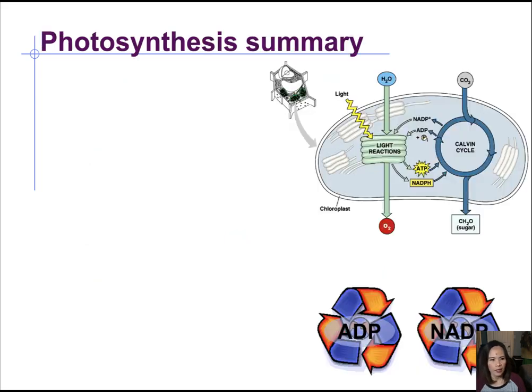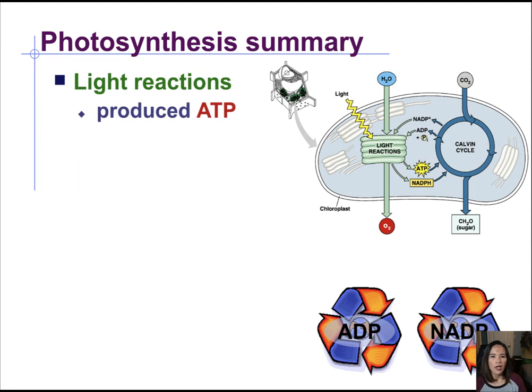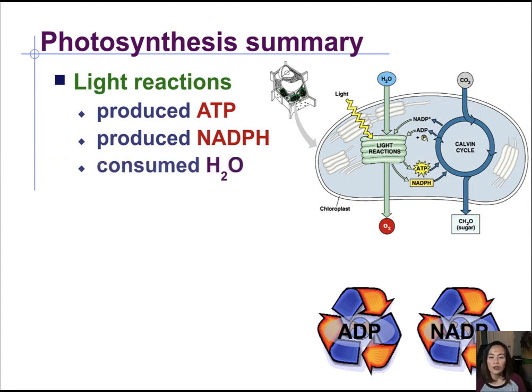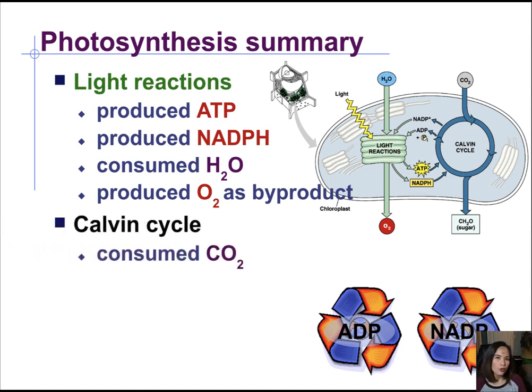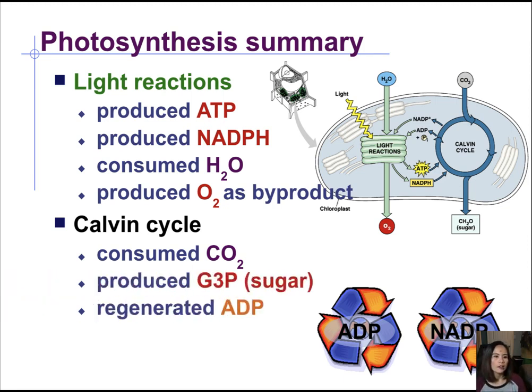And to summarize photosynthesis: the light reaction produces ATP and NADPH, and consumes water and breaks down water, so oxygen can be released as a byproduct. And in the Calvin cycle, this is when you consume carbon dioxide, produce G3P sugar, and regenerate ADP and NADP.